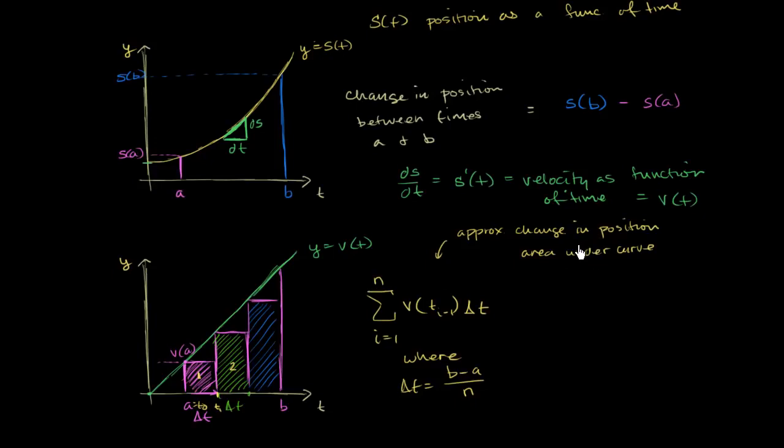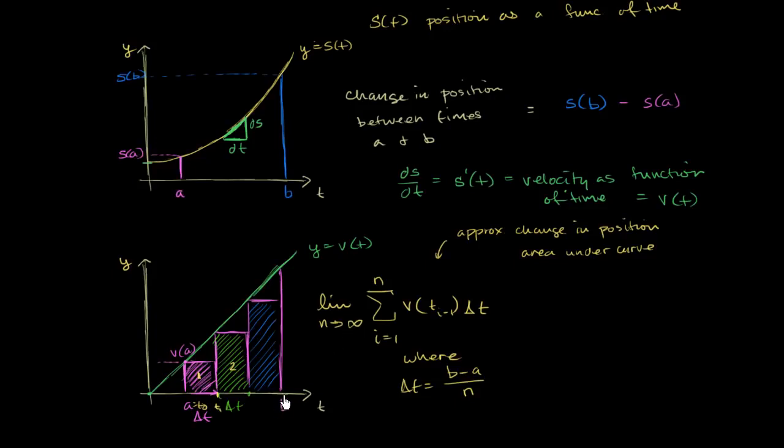These are the two things. Well, we already know what we could do to get the exact area under the curve, or to get the exact change in position. Well, we just have a ton of rectangles. We take the limit as the number of rectangles we have approaches infinity.